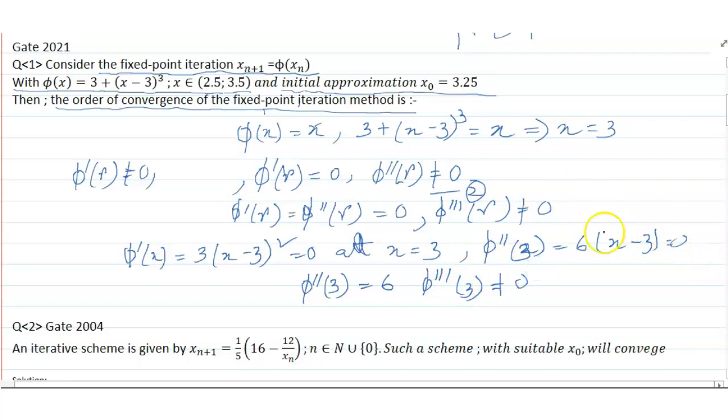So if φ'(r) is not equal to 0, then my order of convergence is 1. If φ''(r) is not equal to 0 and φ'(r) = 0, then my order of convergence is 2.